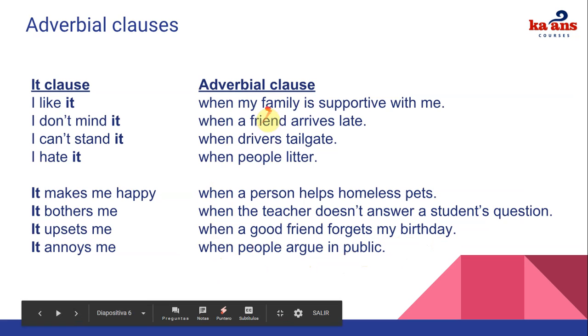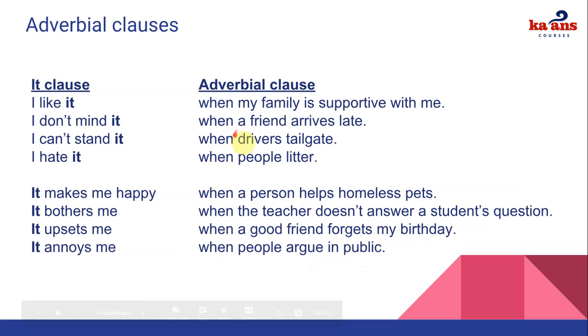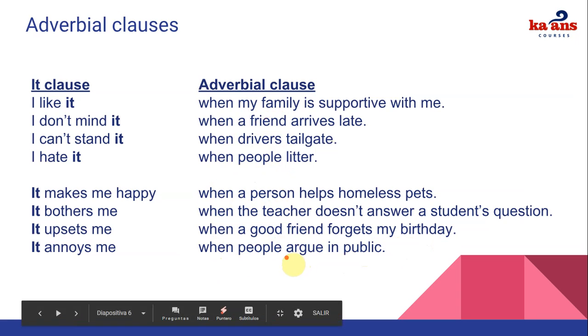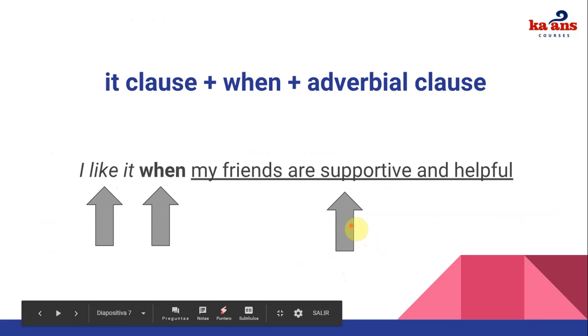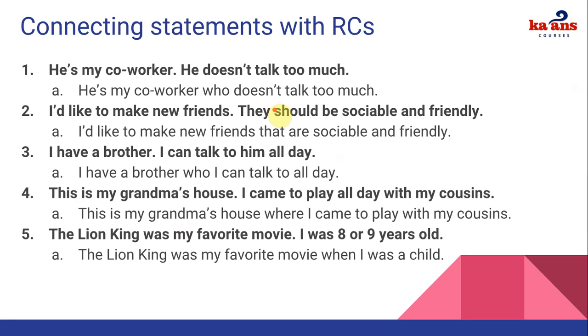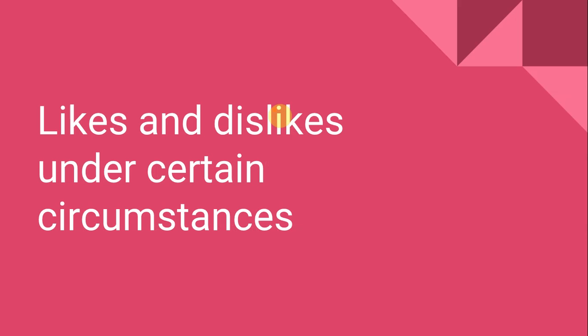So after when, you have a subject: my family, a friend, drivers, people, a person, teacher, a good friend, people, and then their actions: is supportive with me, arrives late, tailgate, litter, helps, doesn't answer, forgets, argue. Okay? Very well. So let's jump into the final lesson.